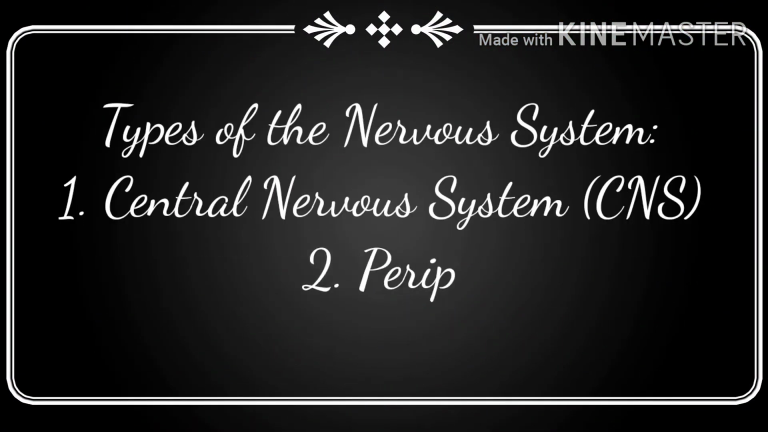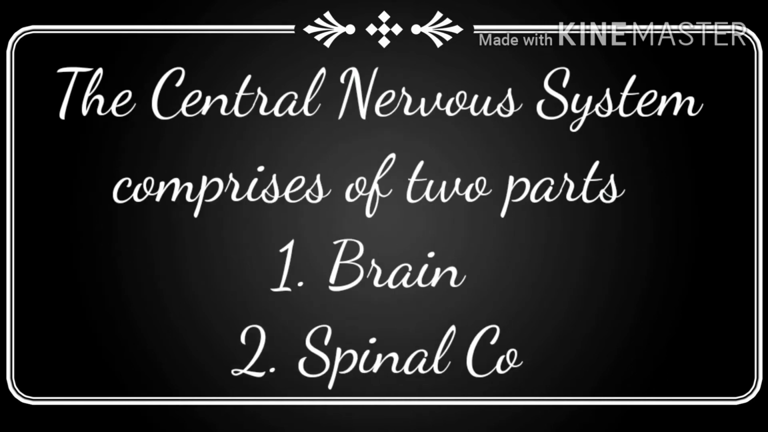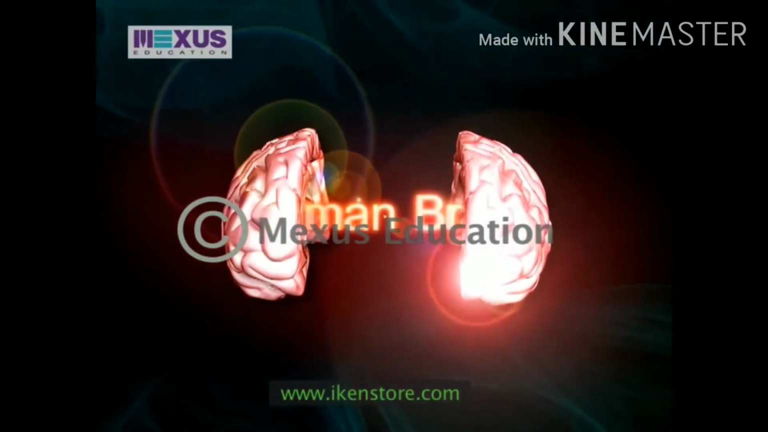Now let's move forward and study the type of nervous system. There are mainly two types of the nervous system, the central nervous system and the peripheral nervous system. The central nervous system, as the name is suggesting, it is in the center of our body and it comprises of brain and the spinal cord. Now let's study the structures and functions of both of them one by one.